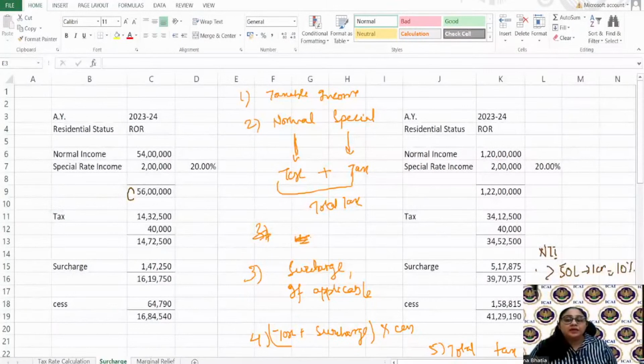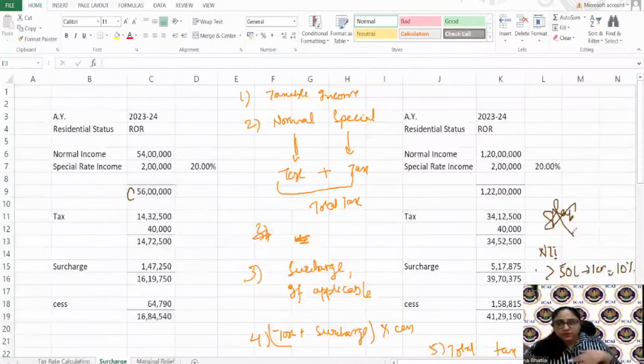If the income is more than 1 crore but up to 2 crore, the surcharge rate is 15%. If the income is more than 2 crore but up to 5 crore, the surcharge rate is 25%. If the income is more than 5 crore, then the surcharge rate is 37%. So there are 4 surcharge rates. These are not slabs. Please don't take them as slabs.